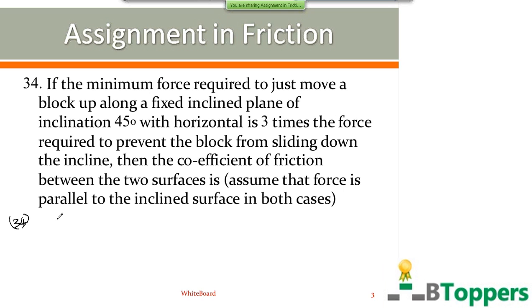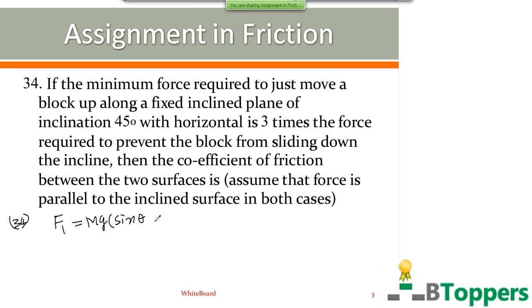See here, the minimum force required to just move a block up along a fixed inclined plane of inclination 45 degrees with the horizontal is 3 times the force required to prevent the block from sliding down the incline. The coefficient of friction between the two surfaces is, assume that the force is parallel to the inclined surface in both cases. Let F1 denote the magnitude of the minimum force required to just move the block up along the inclined plane.